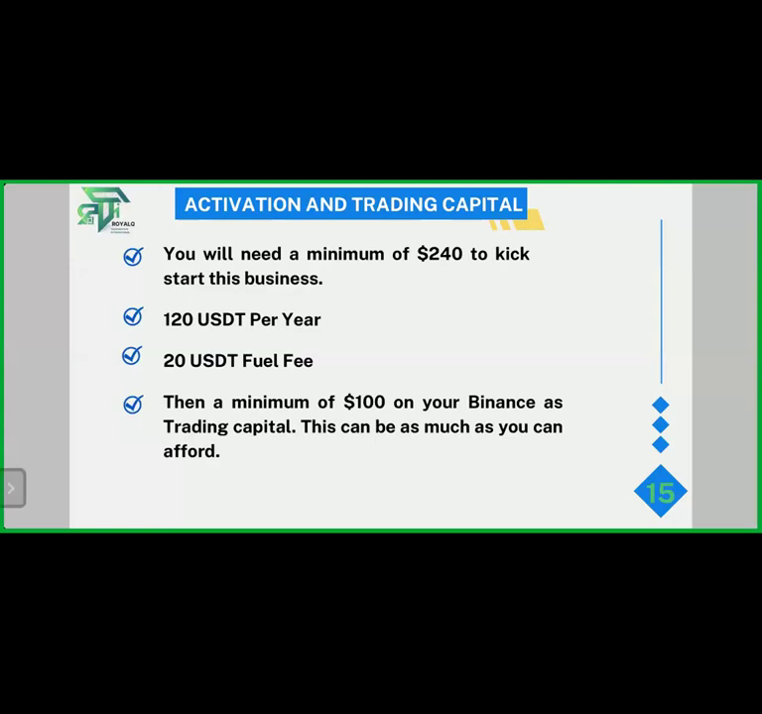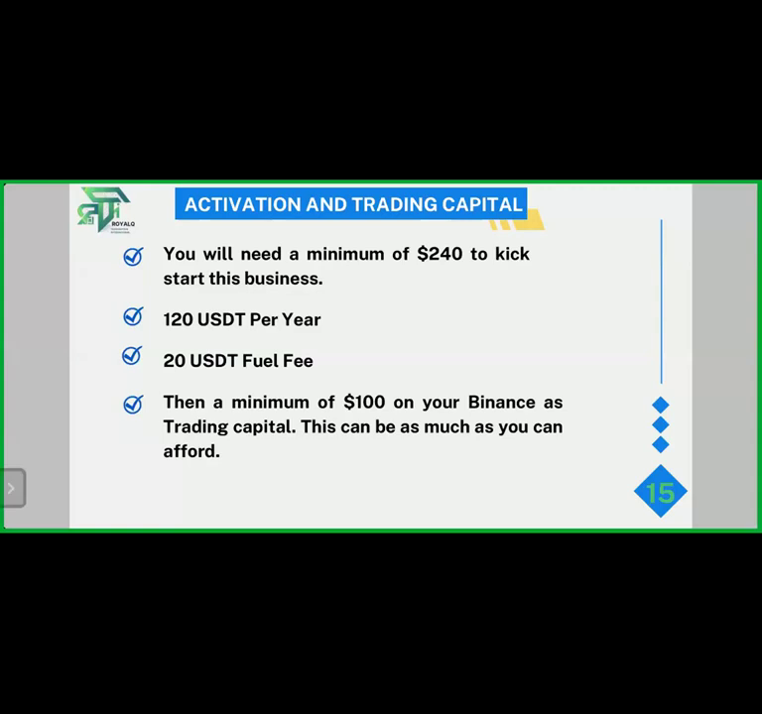The 120 USDT is the fee that gives you access to use the Royal Q bot to help you make more money. Next, 20 USDT is for the fuel fee. I told you that every time you close a trade successfully, 20% of that profit would get deducted from this 20 USDT you're seeing over here. So that is how they make their own money. Every time you make a profit, 20% of that will be deducted from this 20 USDT that you are seeing over here.